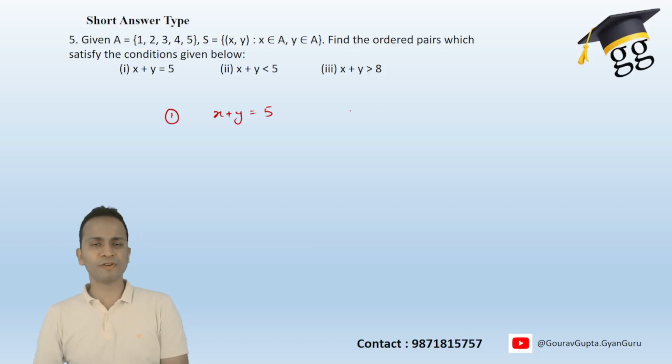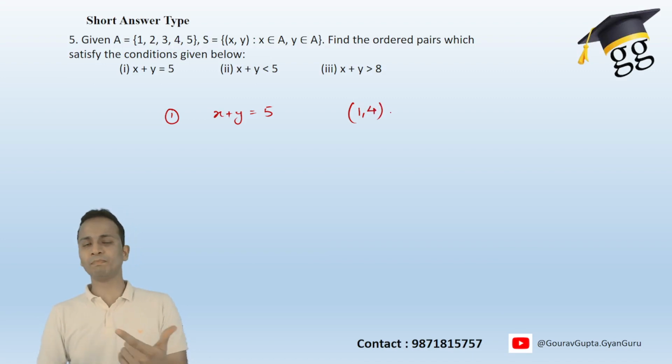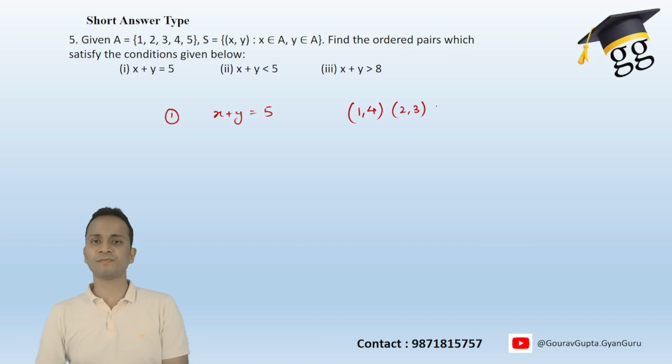Okay, so the first ordered pair: if I look at the lowest value of x, it can be 1. Correspondingly, if you have to make the sum 5, the value of y will be 4. So 1 plus 4 is equal to 5, yes, I can consider this. Similarly, 2 plus 3 is equal to 5.